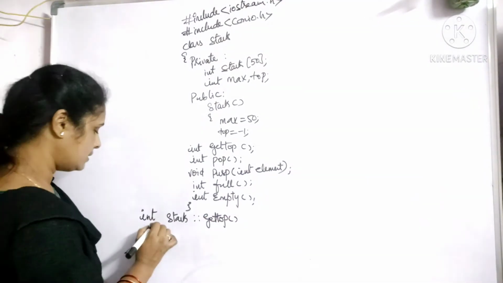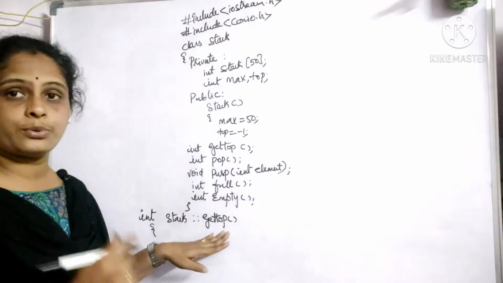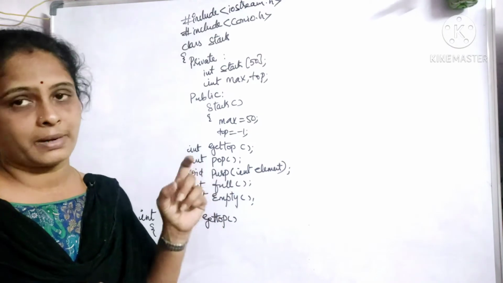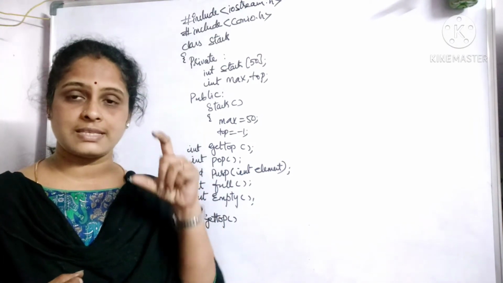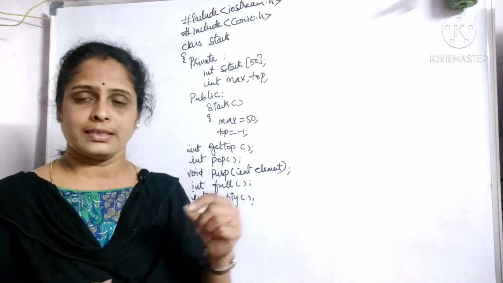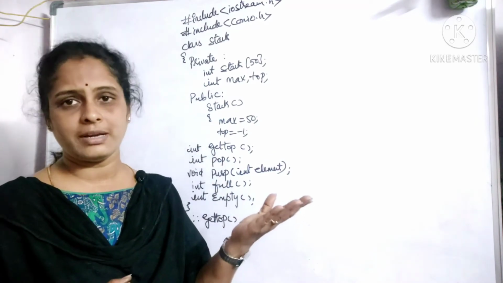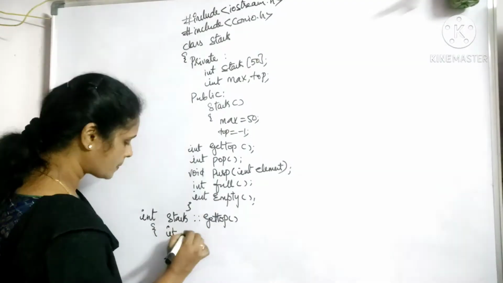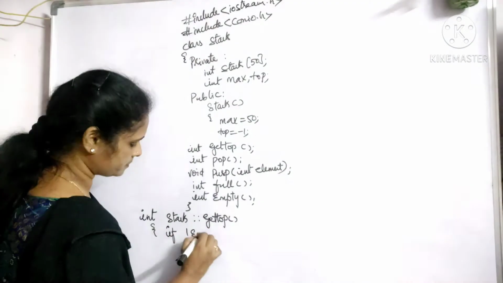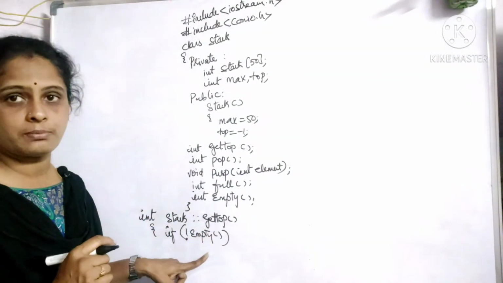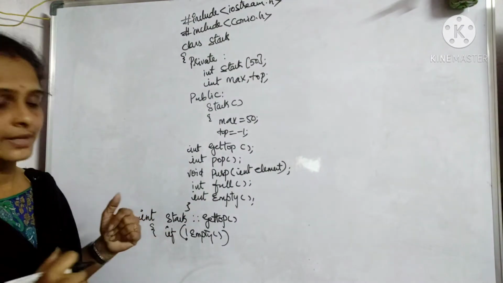Okay. And the implementation of it, what should it do? It has to return me the topmost element of that stack. But when is that possible? If the stack is not empty. If the stack is not empty, then only it can return me any element which is there in the top. So I need to check if not empty. If not empty, then only it can return me something, otherwise it can't return anything.